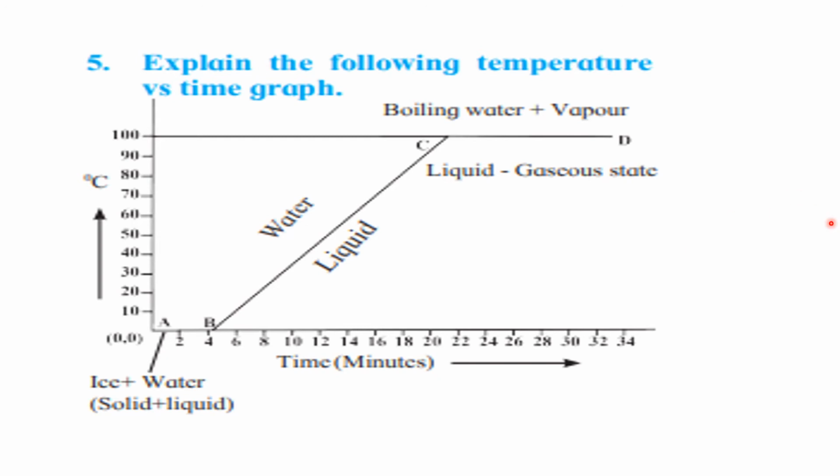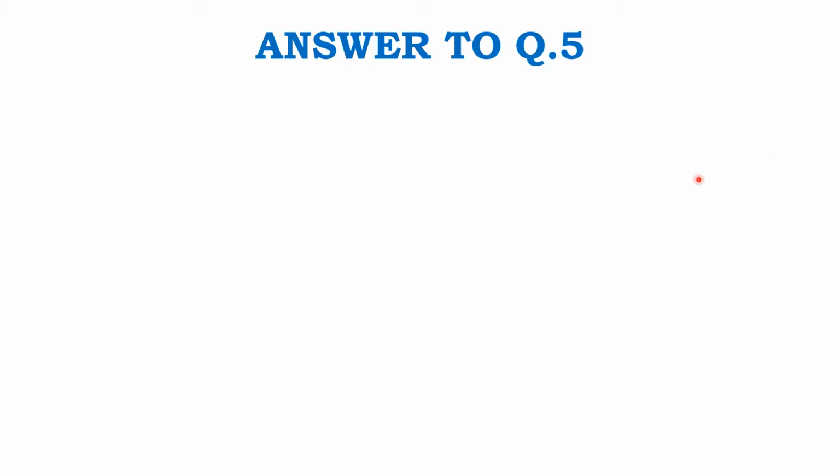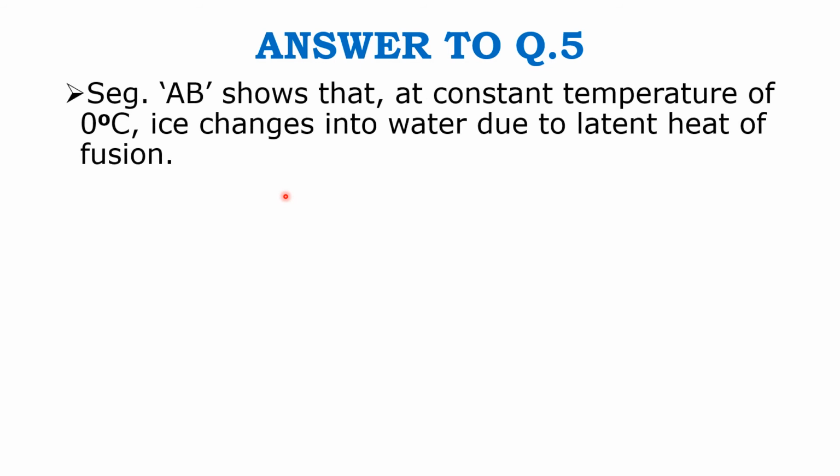So if you want, I'm going to the next screen, but you keep your eyes on your textbook page number 71 and keep your ears focused on me. I'm just going to the next screen, where the answer is given, how to write the answer. Okay, so how you'll write, you'll say segment AB shows that, can you see the segment AB on the x-axis near the origin?